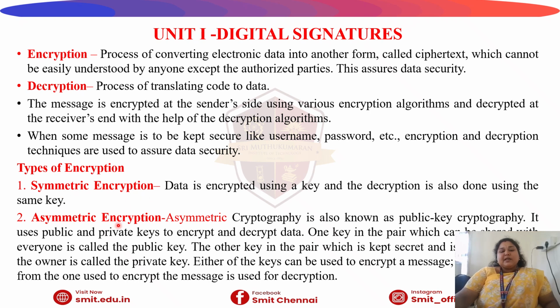Asymmetric encryption is the one in which one key is used for encryption and another key for decryption. So there is a key pair: a public key and a private key. For encryption you use the private key, and for decryption you use the public key. This is what we have to know in the case of asymmetric encryption.